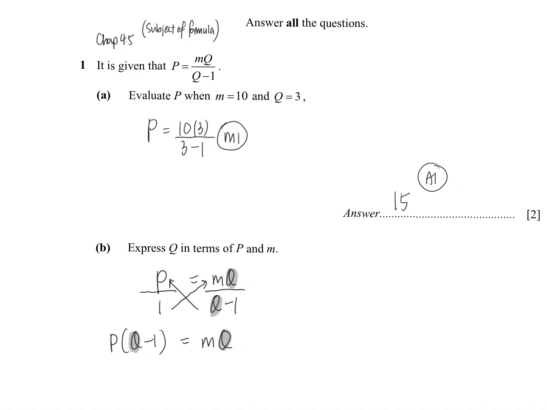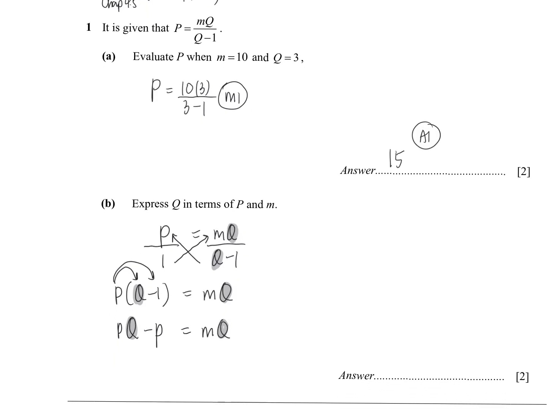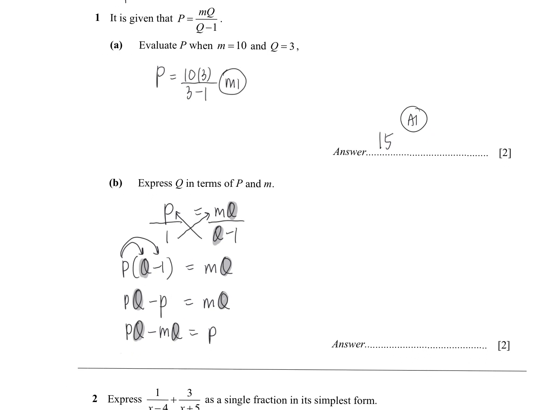So remember, eventually you need the Q to be all on one side. So you get PQ minus P is MQ. So I have one Q here, one Q here. Bring it all to one side. So take out the common factor. The moment I see that you know to group your Q together, you get your first mark. So this is where you group your Q together.